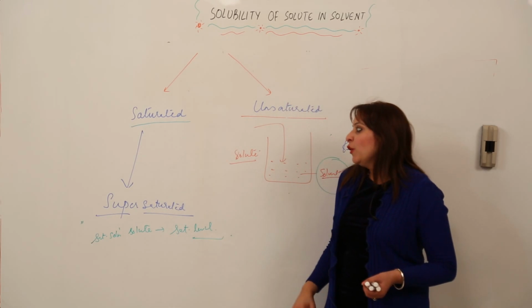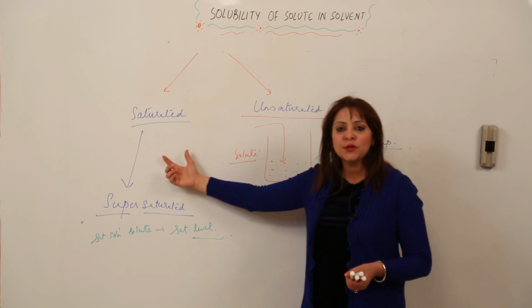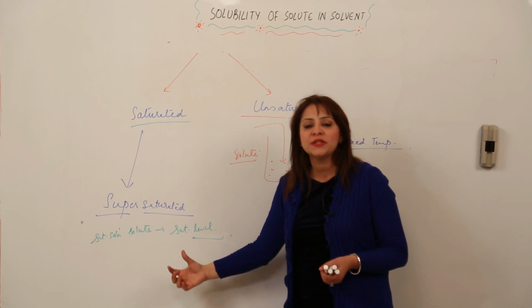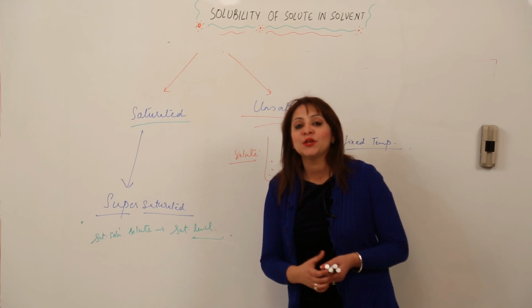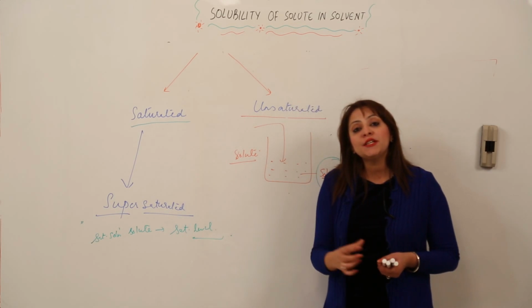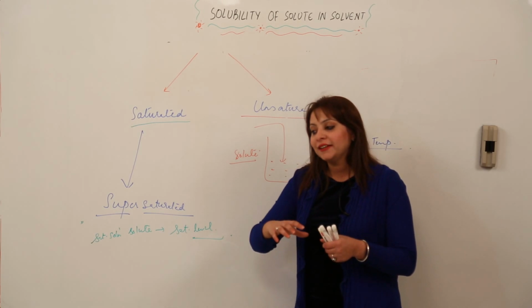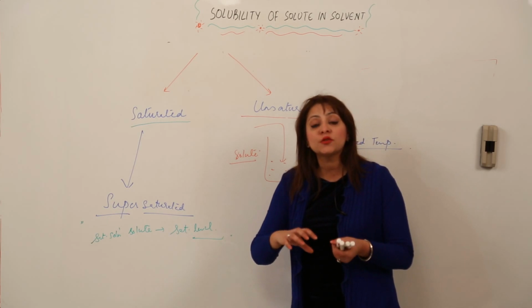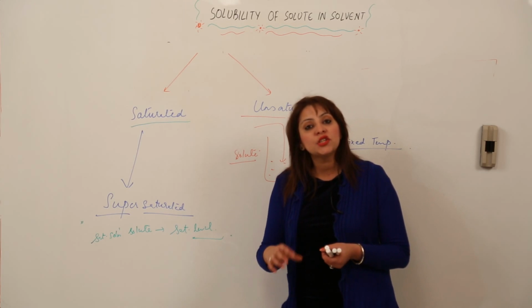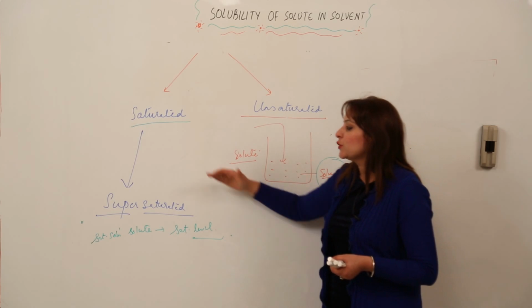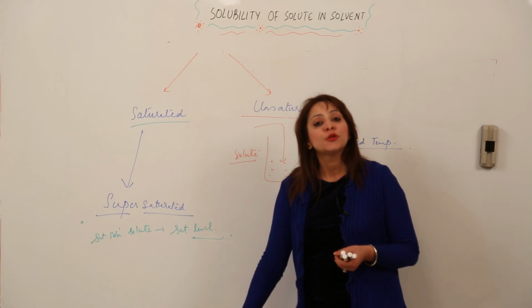So anytime we can convert the unsaturated into saturated by heating it, and similarly we can convert the saturated into supersaturated by just heating it, because when we heat it, the ability of the solvent to dissolve the solute increases, and the solubility of the solute in the solvent increases. So this is how we can convert the unsaturated into saturated and the saturated into the supersaturated.